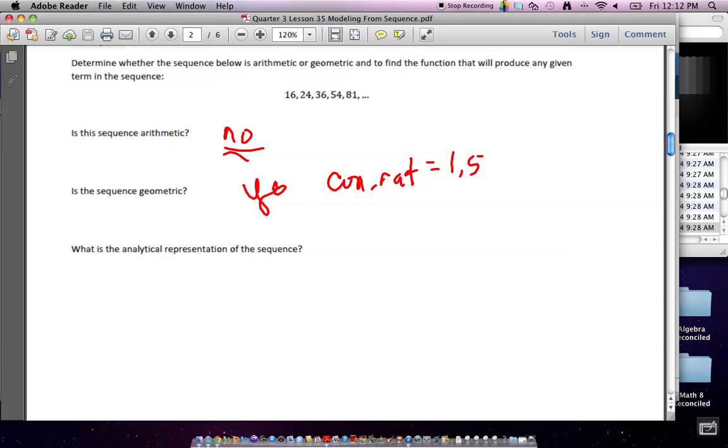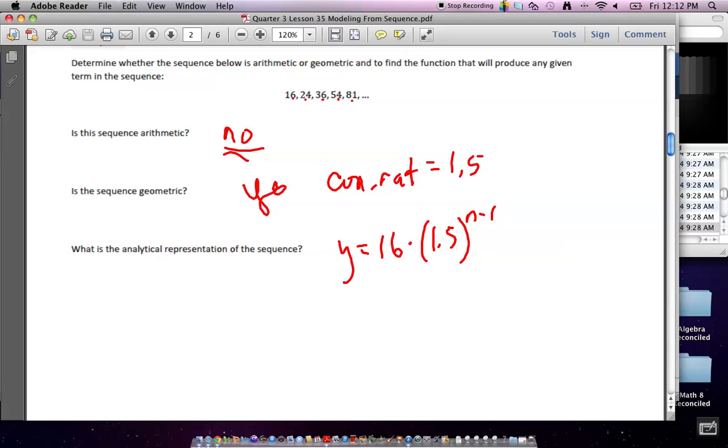Now that's kind of weird because usually it's numbers we would recognize, right? Like doubling it or tripling it. Now we're going a ratio of 1.5. But the test is still the same. 81 divided by 54, 54 divided by 36, 36 divided by 24, 24 divided by 16. Make sure you come out with the same number every time, which you will. It's 1.5. Now, what is the analytic representation of this sequence? It's y equals 16 times 1.5 to the n minus 1.